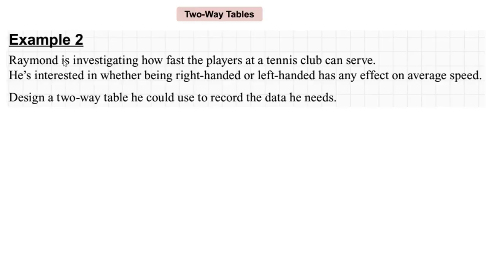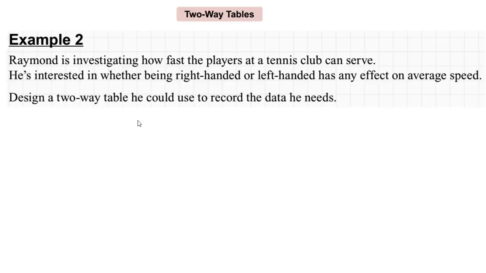Example 2 says, Raymond is investigating how fast the players at a tennis club can serve. He's interested in whether being right-handed or left-handed has any effect on average speed. So there are two things we're talking about here: speed, how fast, and whether the person is right-handed or left-handed. So we will need what we call a two-way table.